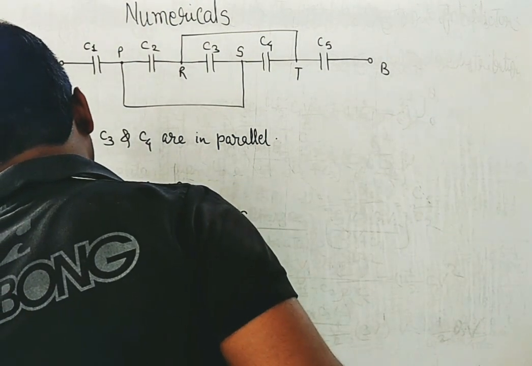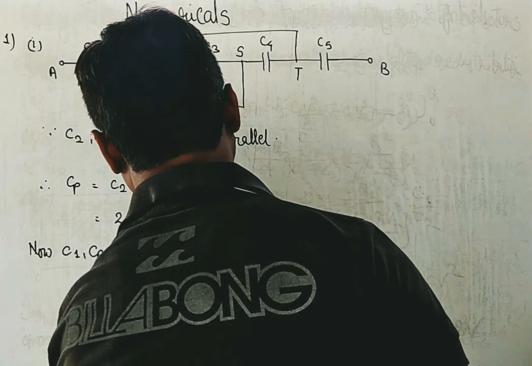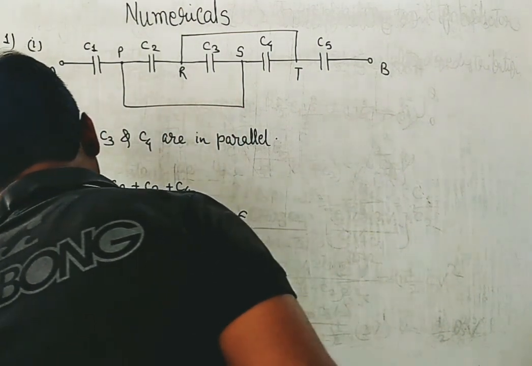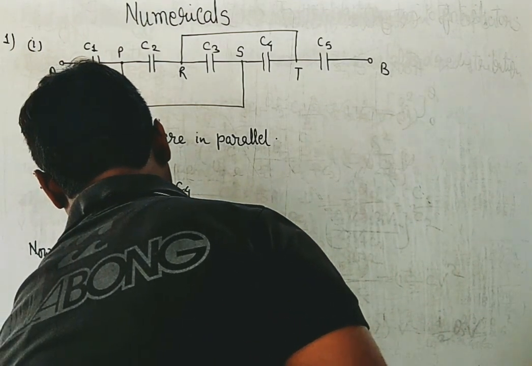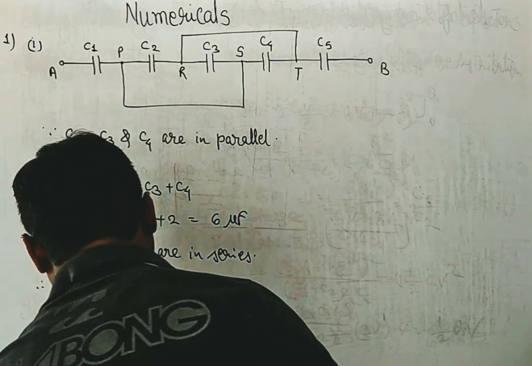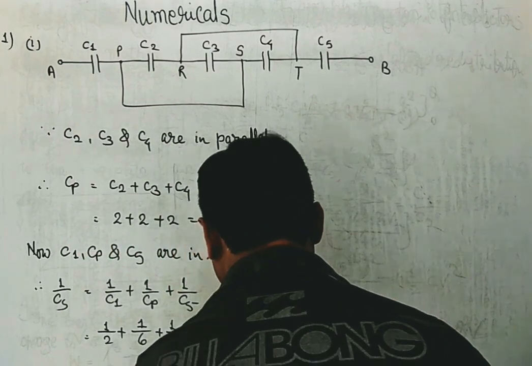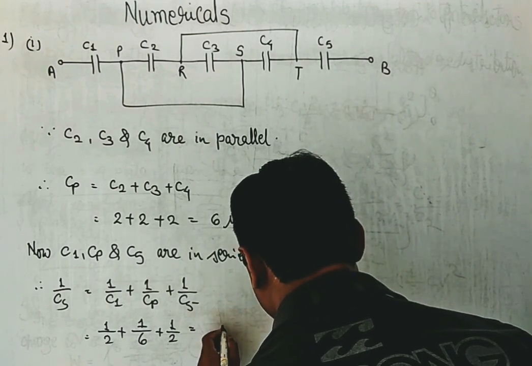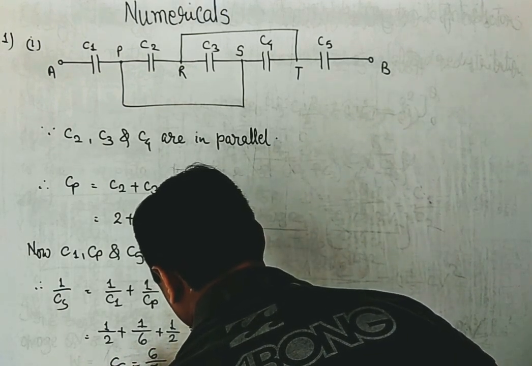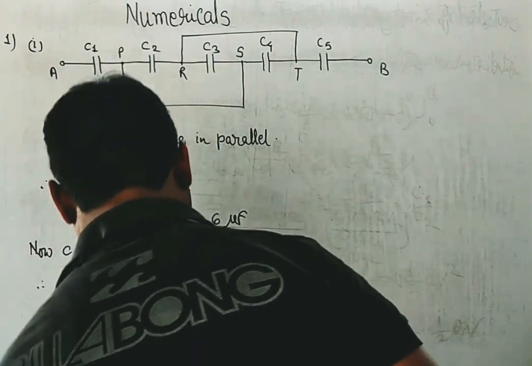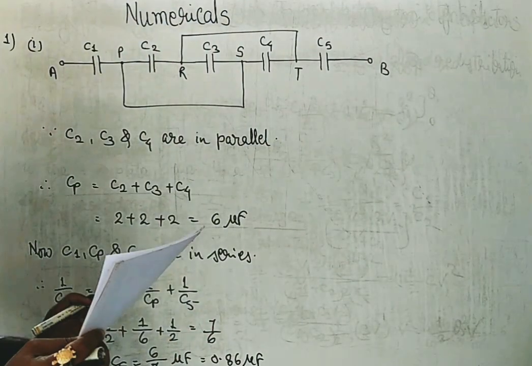So now we write, C1, CP and C5 are in series, therefore 1 upon CS equal to 1 upon C1 plus 1 upon CP plus 1 upon C5. So here we will be having 1 upon 2 plus 1 upon 6 plus 1 upon 2. Just simplifying this, you will be having 7 by 6, or else you can write CS equal to 6 by 7 microfarad, or this you can write 0.86 microfarad. So this is the first part of the question.